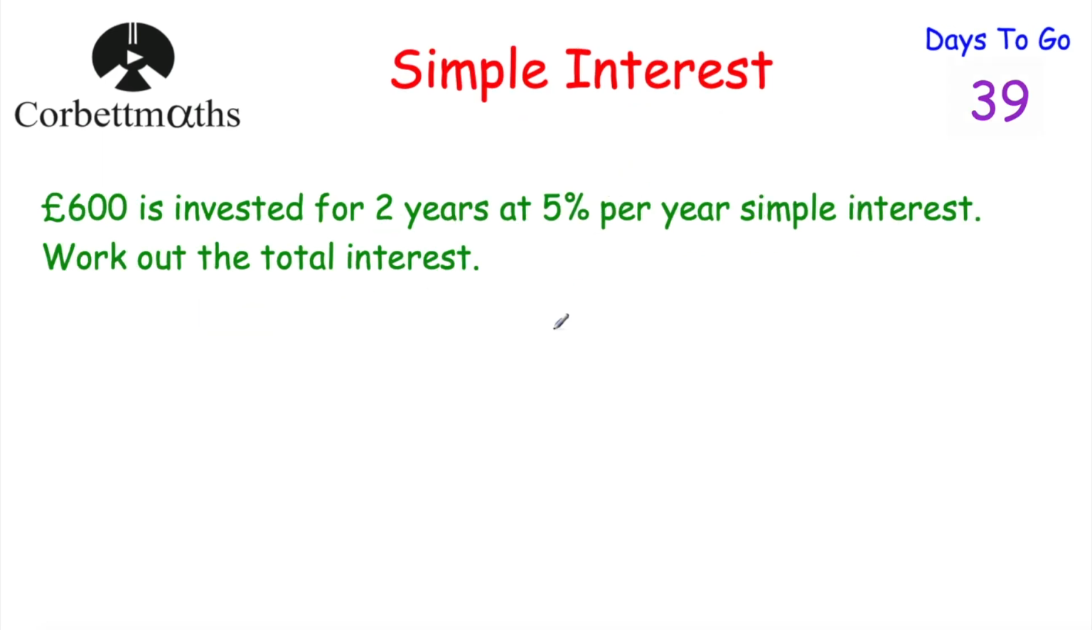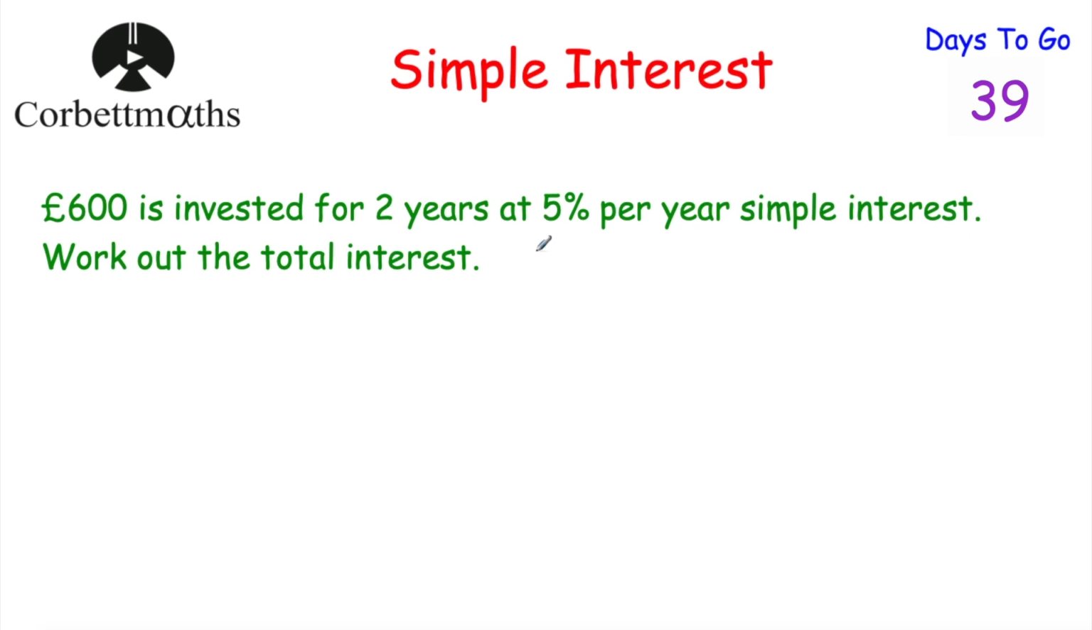And that's it. So let's look at how we would approach questions that involve simple interest. So here we've got £600 is invested for 2 years at 5% per year simple interest. Work out the total interest. Okay, so £600 put in the bank for 2 years at 5% per year simple interest.